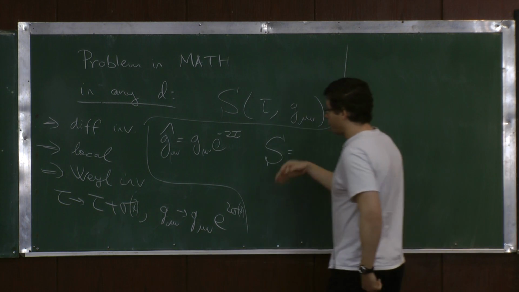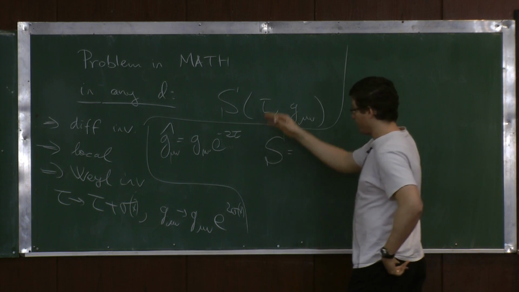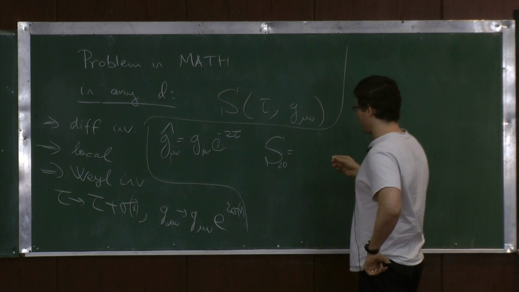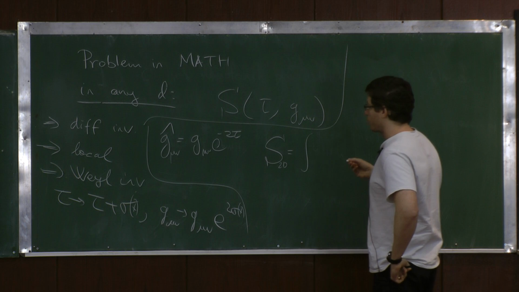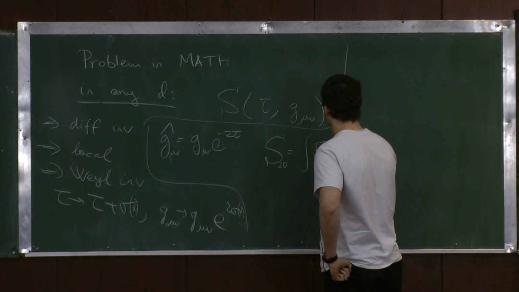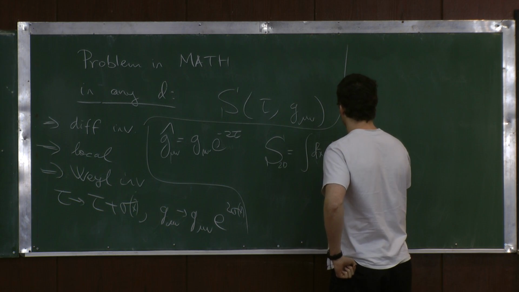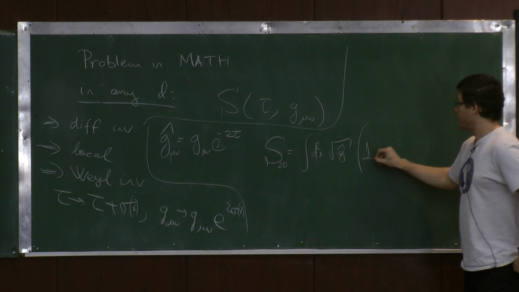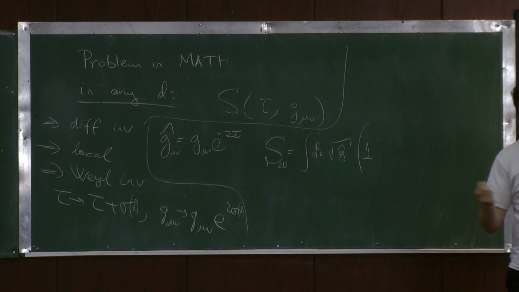All right, so let's start writing actions in 2 dimensions, which have all these three properties. And it's easy enough. The first thing you can write has no derivatives. It's the famous cosmological constant. So we have the integral d2x square root of g hat. So that's the first thing you can write. And that has, of course, no derivatives. It obviously satisfies all the three requirements.